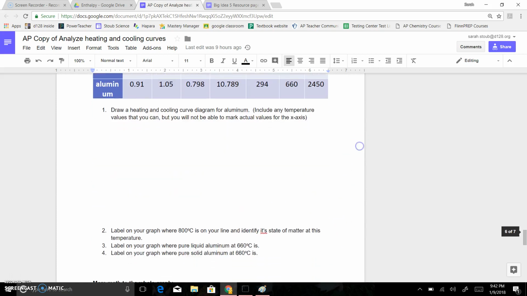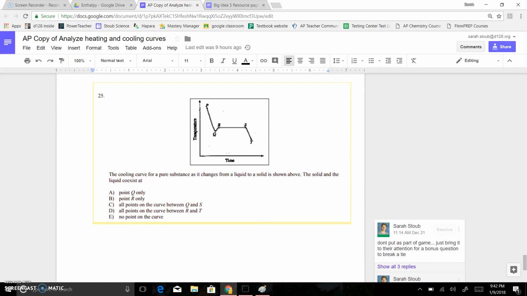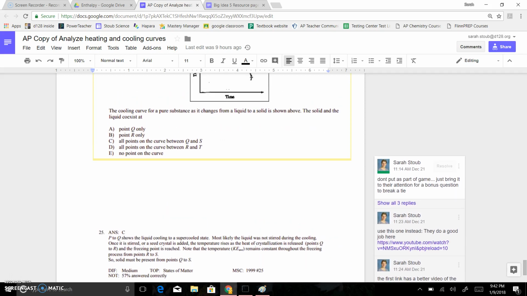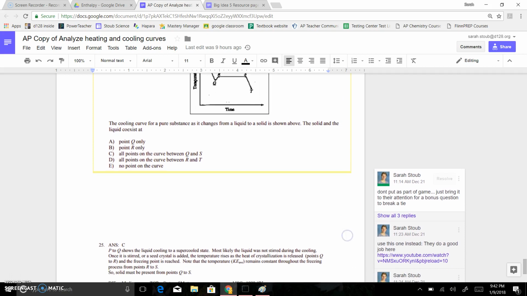I think I have 30 seconds left. I'm going to show you an AP question that was on a test before 2013, but it has to do with supercooling a substance. This little dip in here is the supercooled substance. And if you look at the answer, I'm going to end my video this way so you can pause it and take a look at it, because I'm going to run out of time here. Here's the answer. All right, good luck.